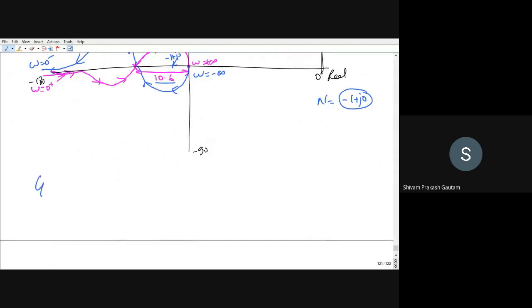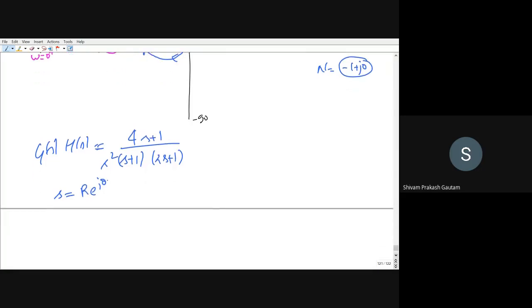Our open loop transfer function was G(s)H(s) equals (4s plus 1) upon (s plus 1)(2s plus 1). I think this was our open loop, just wait. And the s square term is also there. So what we have to do? Map the bigger circle, that is s equal to R e to the power j theta. We have to substitute s equal to R e to the power j theta in G and H.